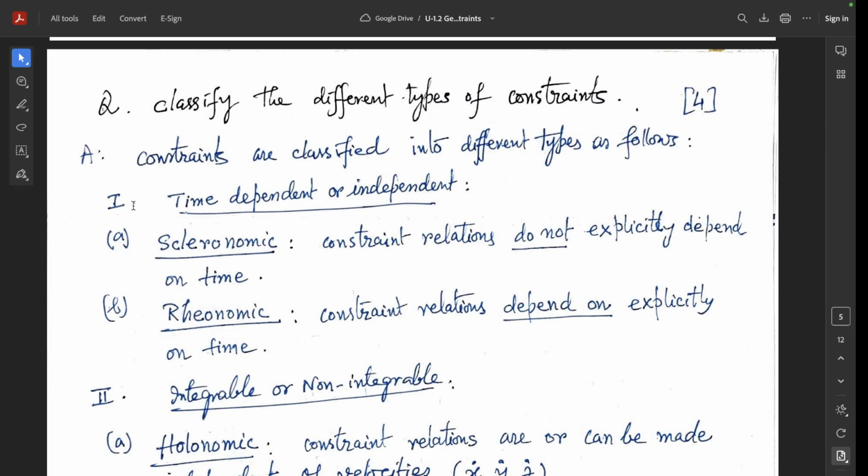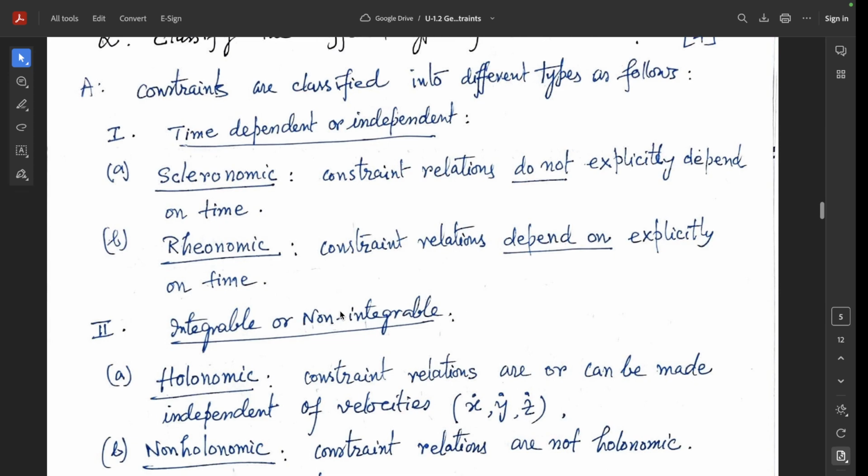So, this time dependent or independent may be classified into two types. A, scleronomic: constraint relations do not explicitly depend on time. Then this constraint is called scleronomic constraint. And number B, rheonomic: constraint relations depend explicitly on time. Then this constraint is of type rheonomic.